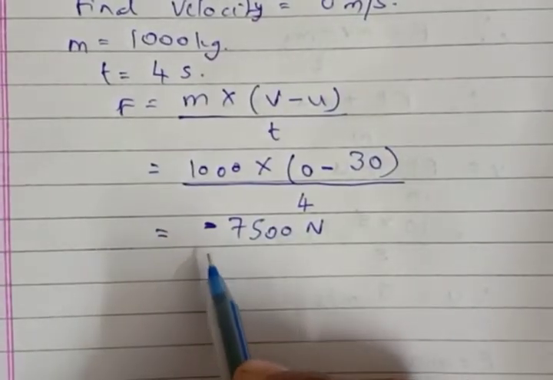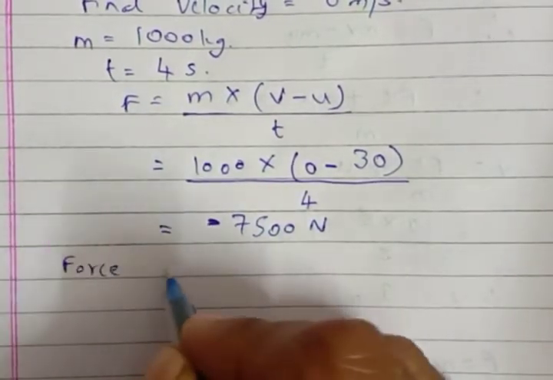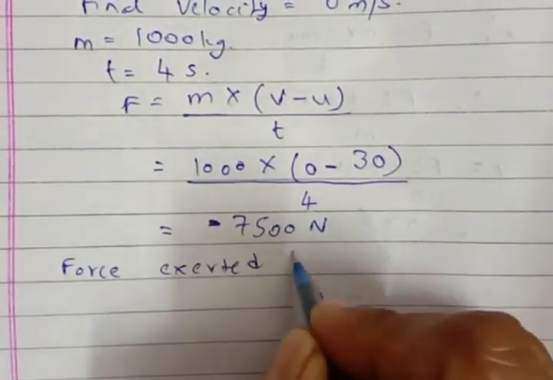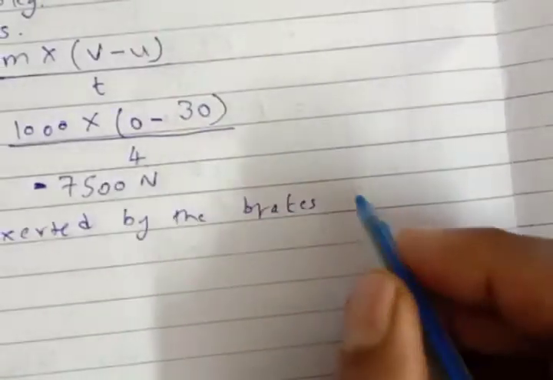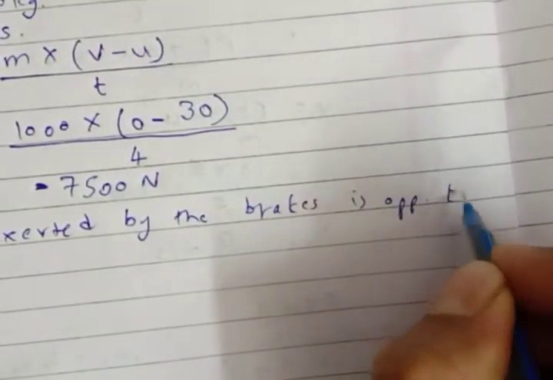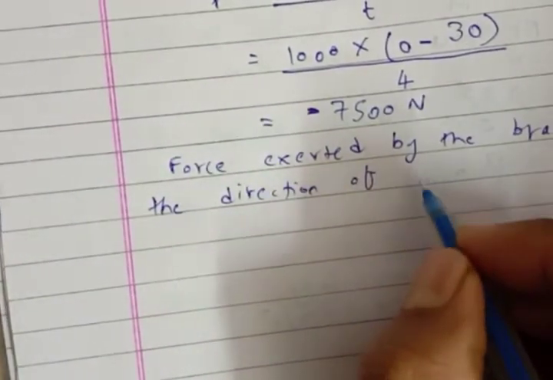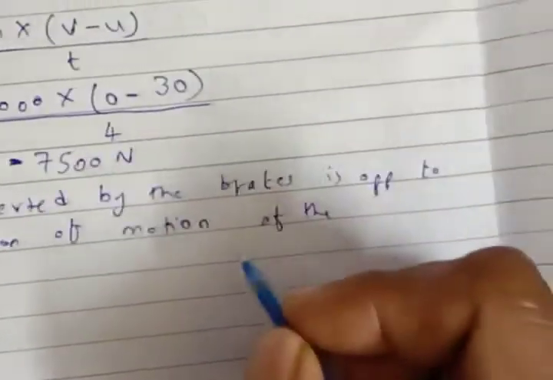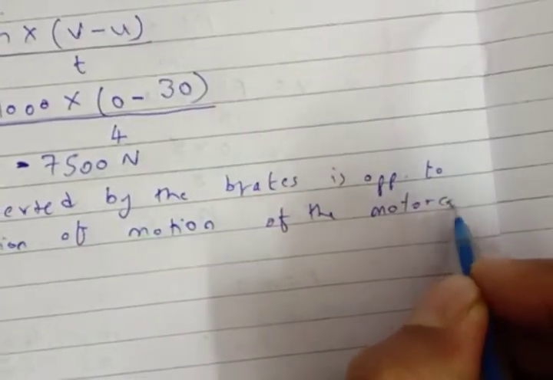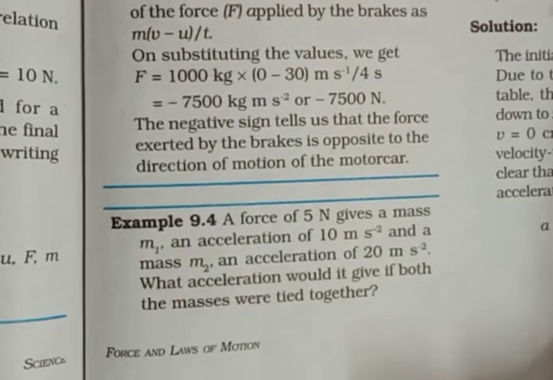What does this negative sign indicate? It indicates that the force exerted by the brakes is opposite to the direction of motion of the motor car. Understood? Now let's solve example 9.4.